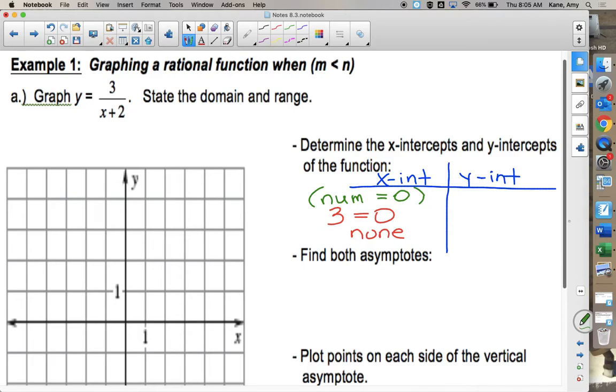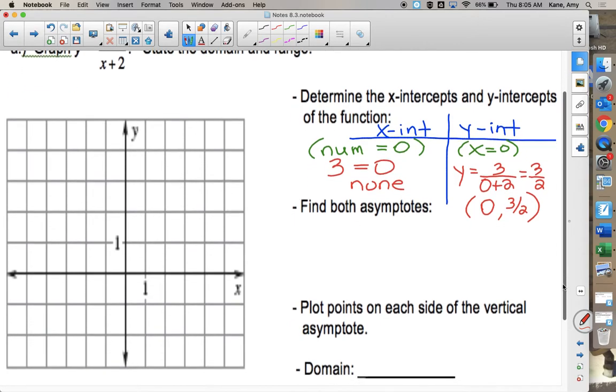The y-intercept is when x is equal to 0. So now if we take that equation, we're finding y. That gives us 3 halves. So we have a y-intercept at 0 and 3 halves, or 1.5. So x-intercept, numerator, only numerator, that's the p of x. Y-intercept, all x's must become 0. So now I have a point on the graph at 0 and 3 halves.